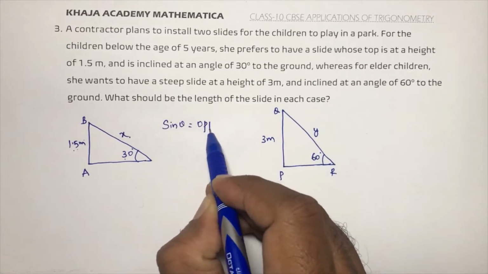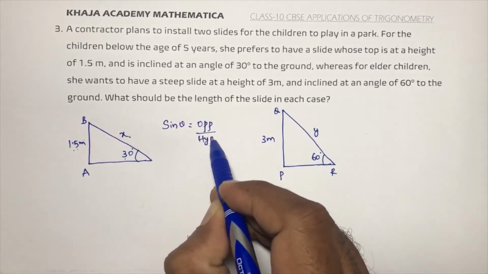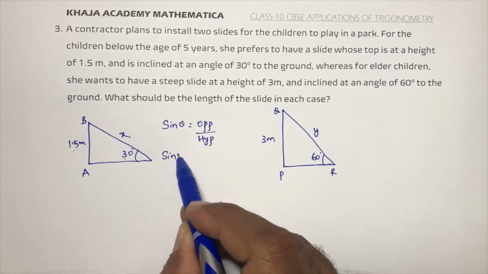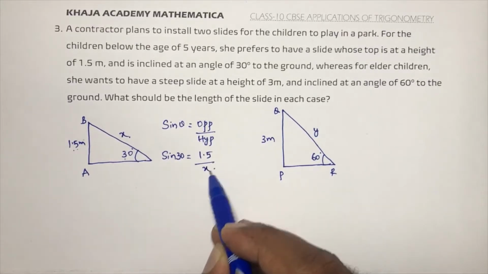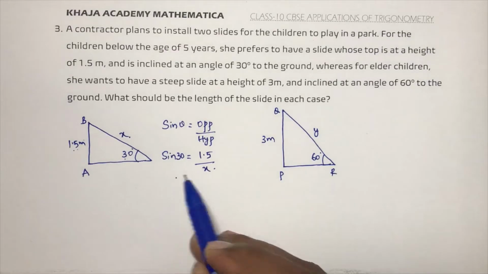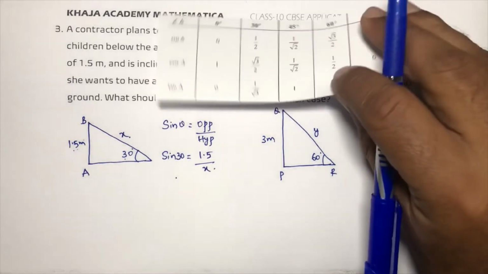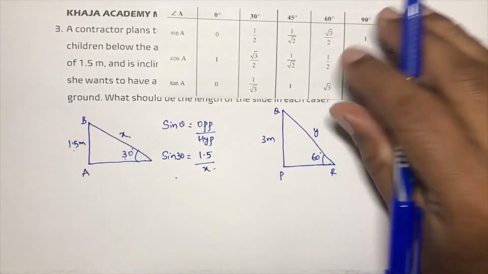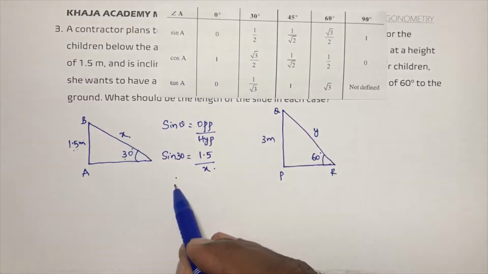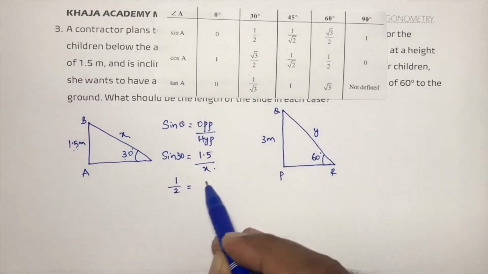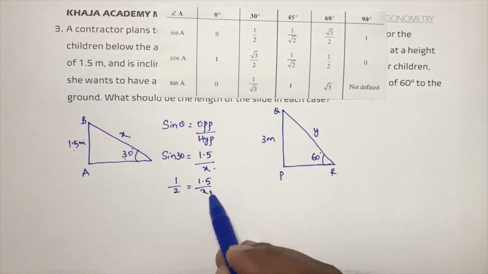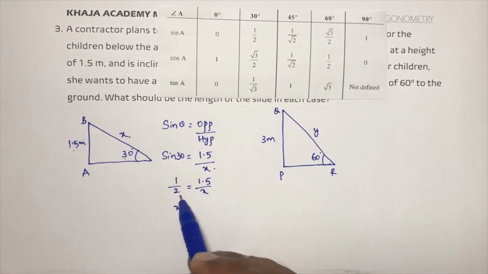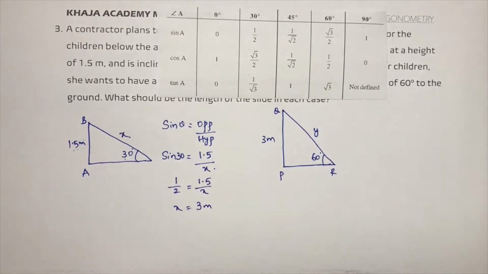Sine theta is opposite by hypotenuse. So sine angle is 30 degrees, opposite is 1.5, hypotenuse is X. Sine 30 value in the table, you'll get 1 by 2. If you memorize the values, it's fine. Otherwise, you can write the table and substitute the values. X equals 1.5 into 2, which is 3 meters.